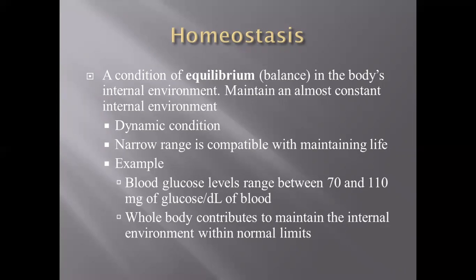All the changes cause some pathological consequences. Keeping all this in normal condition is called homeostasis. Here is one example: blood glucose level ranges between 70 and 110 milligrams of glucose per liter of blood. The whole body contributes to maintain the internal environment within the normal limits.